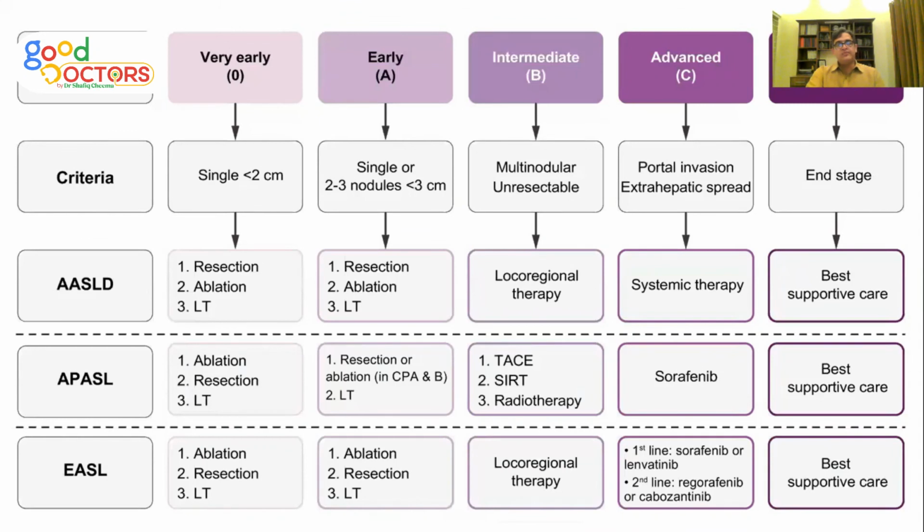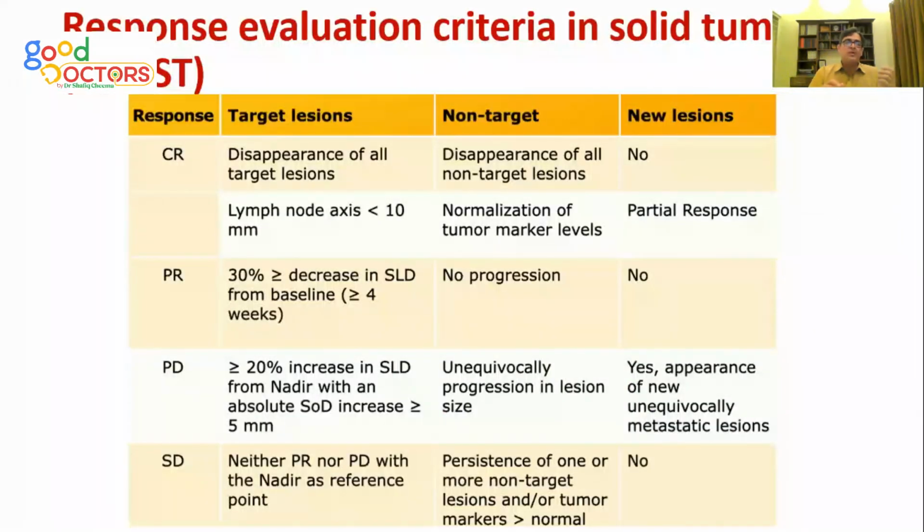And if we walk across different societies and their recommendation, we will see there is not much of a difference. Grossly, the plan will remain the same. For stage 0, it's a resection and ablation. For stage A, transplantation, resection, ablation. For B, local regional therapy, and few of them can be downstaged and moved to the liver transplantation. For C, chemotherapy is the main primary option. For D, the treatment is supportive as per all the societies' guidelines.